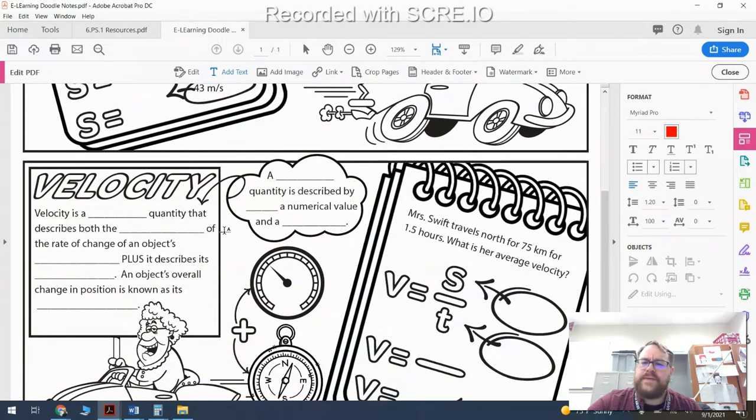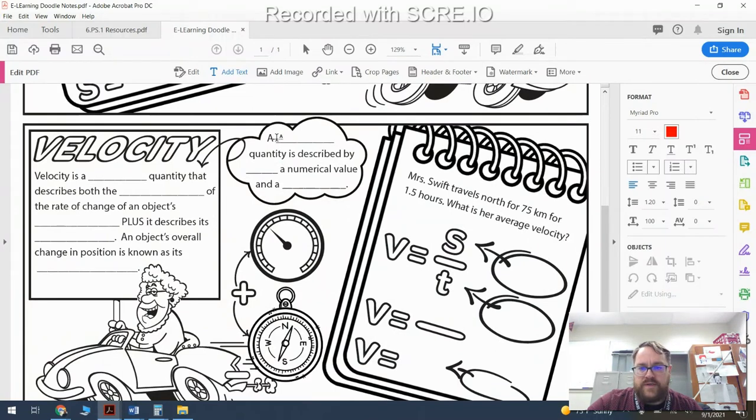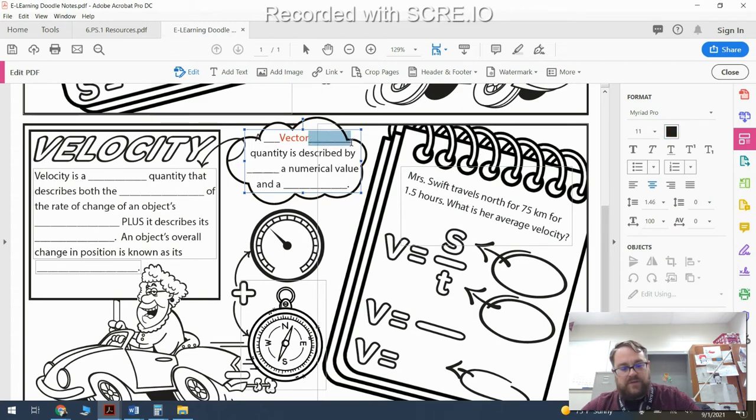Now, velocity is a little bit different. We're going to start again in the cloud here. Velocity is a different kind of quantity. The other one was called a scalar quantity, and it only measures one thing. But velocity measures two things, so we call that a vector quantity, spelled V-E-C-T-O-R.